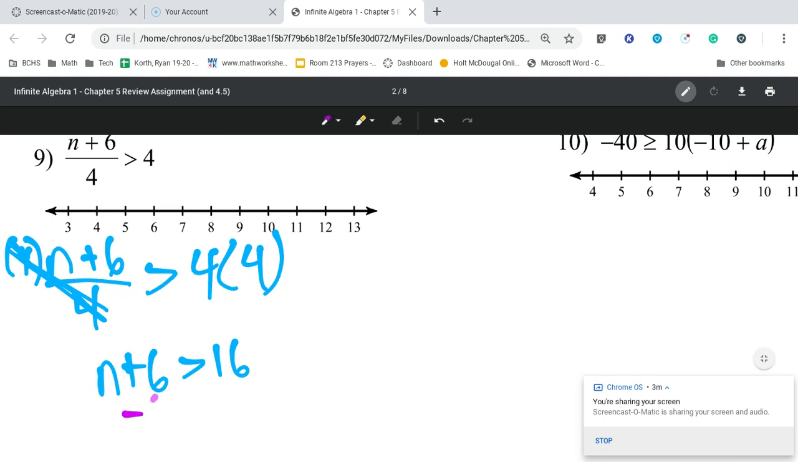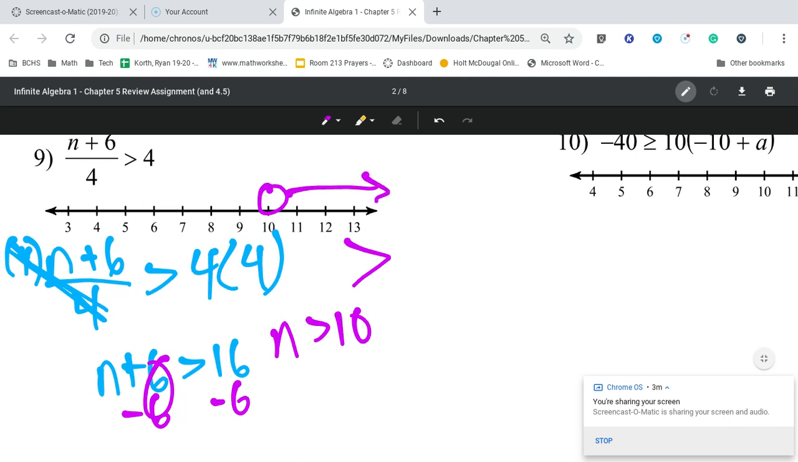Okay, remember our ultimate goal is to get that variable by itself. So we wouldn't want to do anything with the 16 because that doesn't help us get the n by itself. So that gives us 0 there, and n is greater than 10. Open circle, because it's not an equal to, and then remember it's pointing this way, so our graph should point that way too. It's also called greater than, so it's pointing to all the numbers that are greater than.